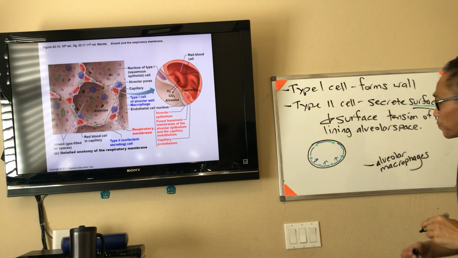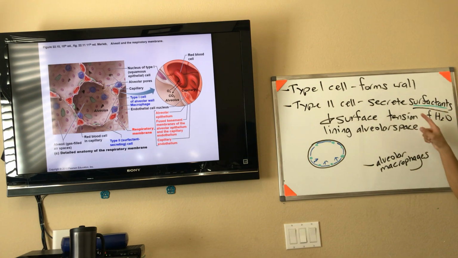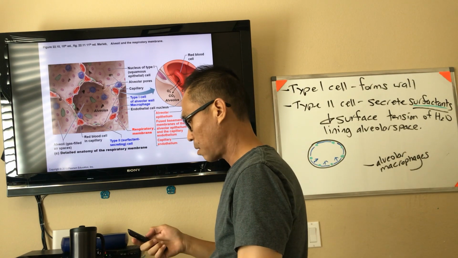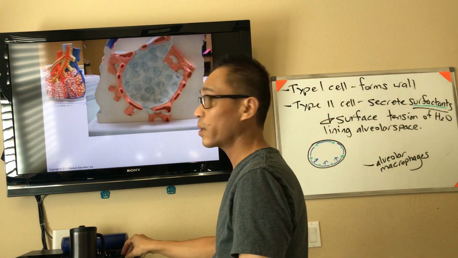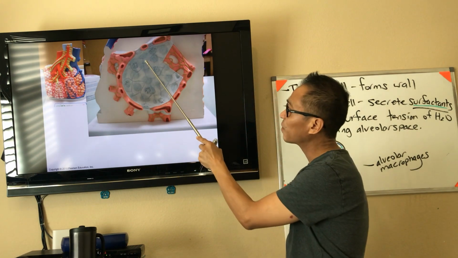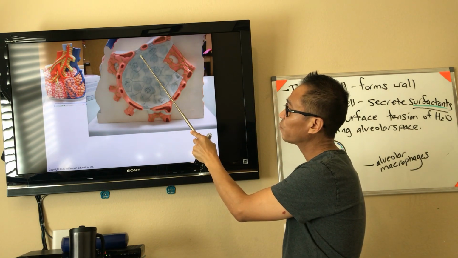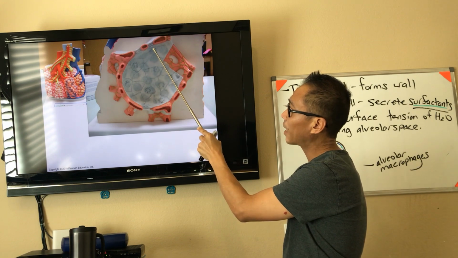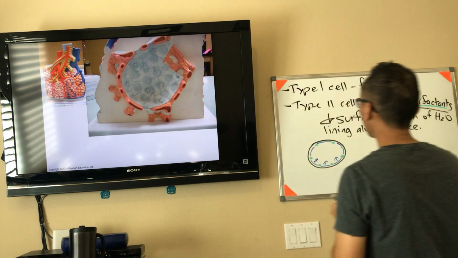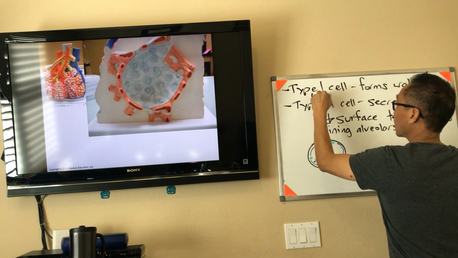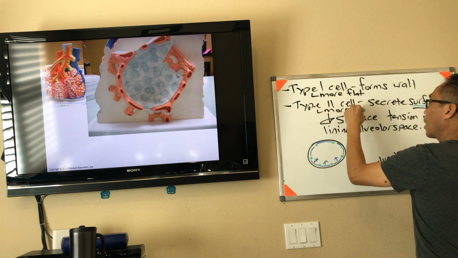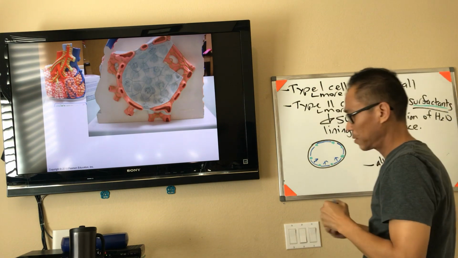Okay? One other thing to notice is that the type 1 cells are more flat. The type 2 cells are more round. It's hard to see here, but I'll point it out to you so you can look and not be fooled later. Pay close attention. There's a type 2, more round, a type 1, more flat. I'll blow that up so you can see it better. Type 1, more flat. Type 2, more round.